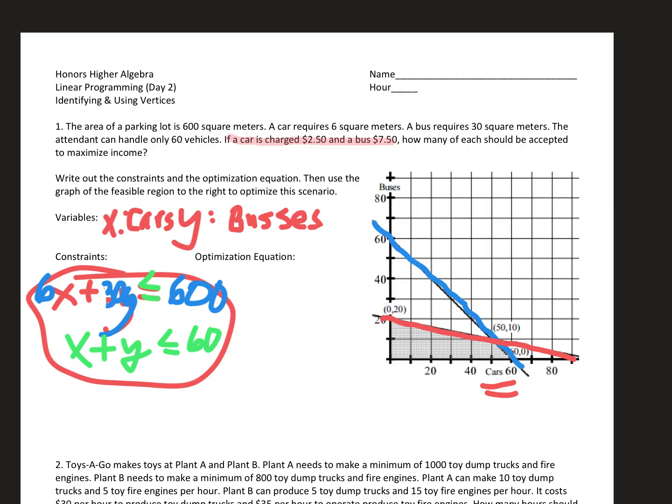Now, can you write the optimization equation for that? Now, what are we optimizing? It says how many of each should be accepted to maximize income. So it's income. So I'm going to choose I. You wouldn't have had to pick I, but I think I is a logical variable for income, isn't it? I is equal to... It shouldn't be too hard from here.